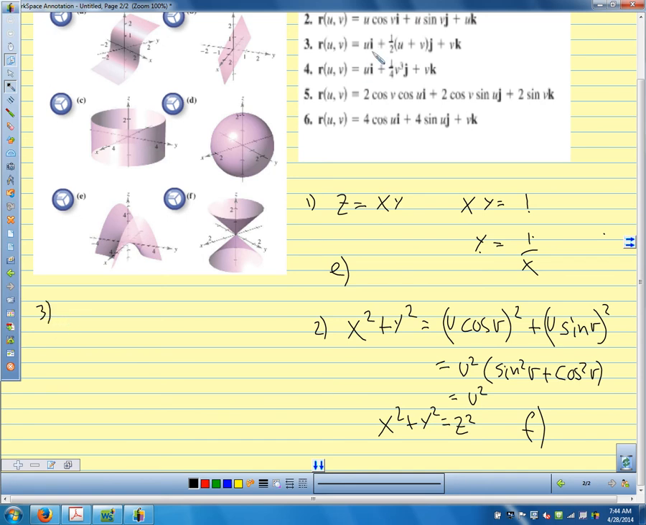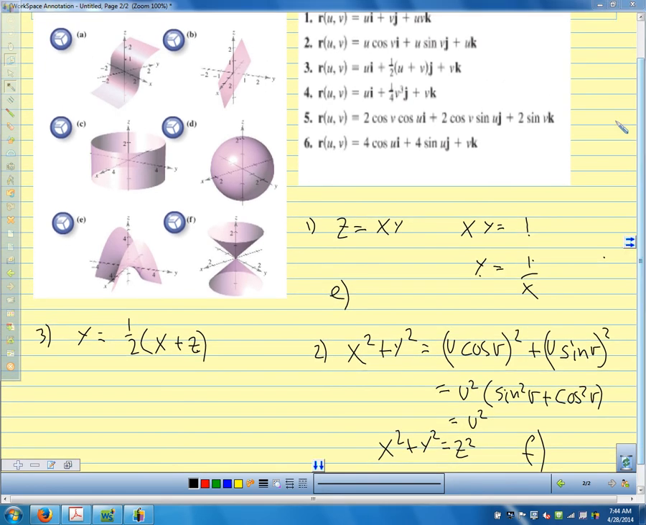How about number 3? So what's a relationship between u and v here, or x, y, and z here? Y equals 1/2 x plus z. And what is that? Linear in x, y, and z, so that's going to be a plane. So that would be letter B.